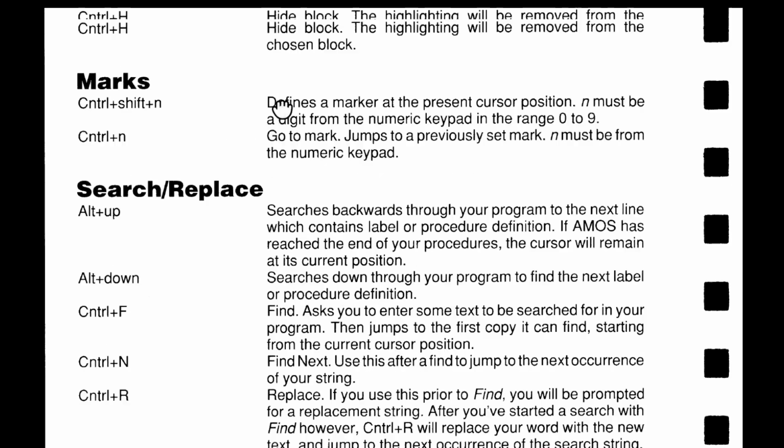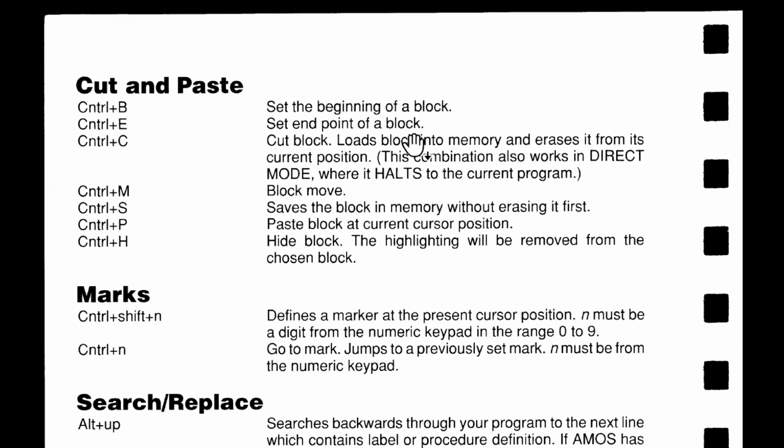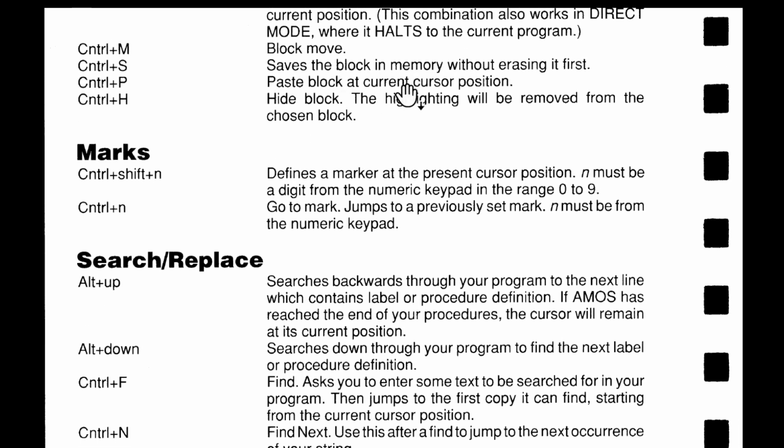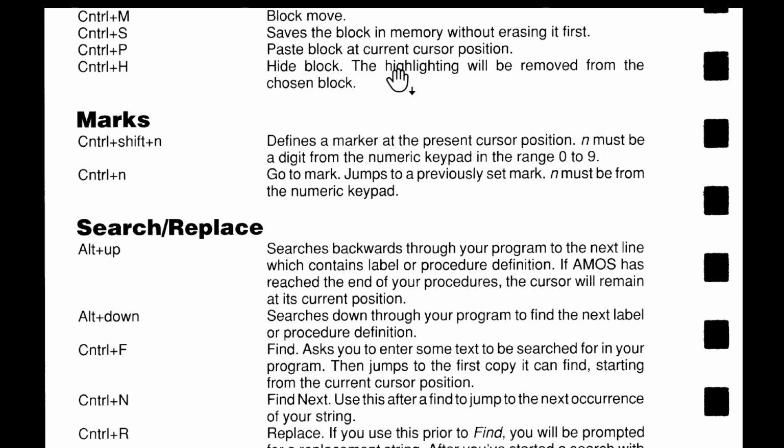Set the beginning of a block. Set end point of a block. Cut block. Loads block into memory and erases it from its current position. This combination also works in direct mode, where it halts the current program. Block move. Saves the block in memory without erasing it first. Paste block at current cursor position.